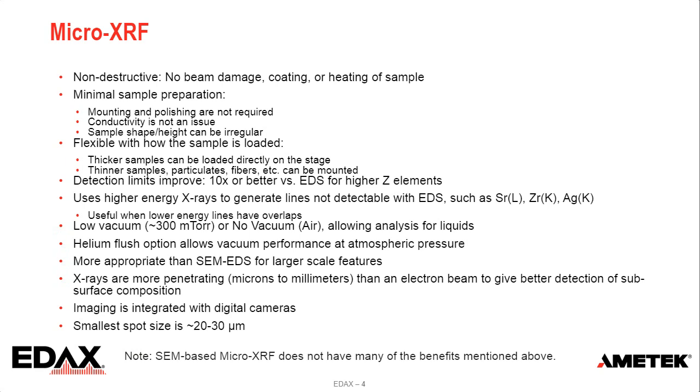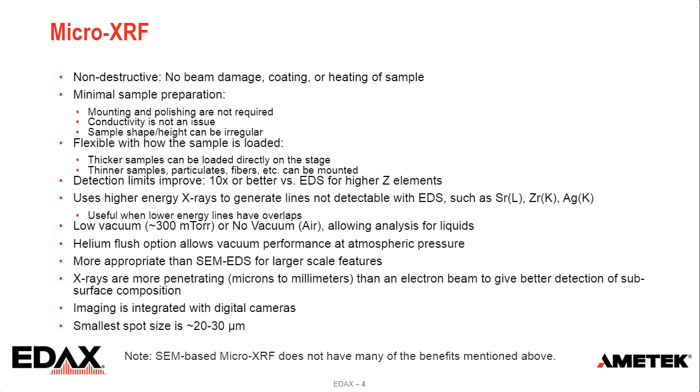So the detection limits for Micro-XRF are 10 times better or more for higher Z elements compared to EDS. It uses higher energy X-rays to generate lines not detectable with EDS, such as strontium, zirconium K, and silver K lines. So those lines are useful when lower energy lines have overlap. This is usually the case with an EDS spectrum, because EDS cannot generate L and K lines for those higher Z elements.